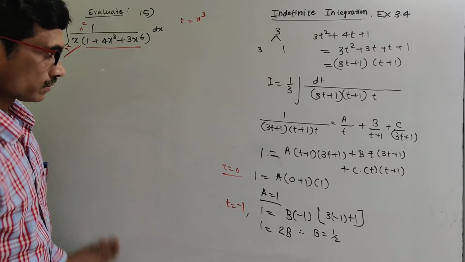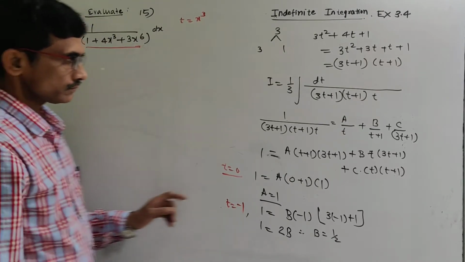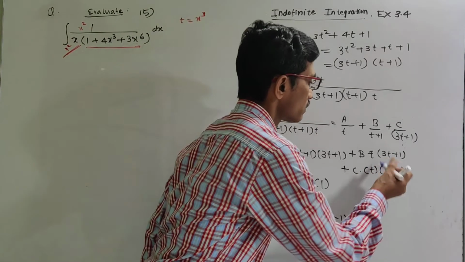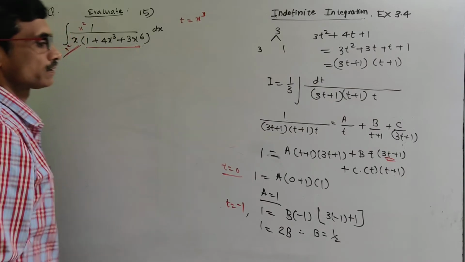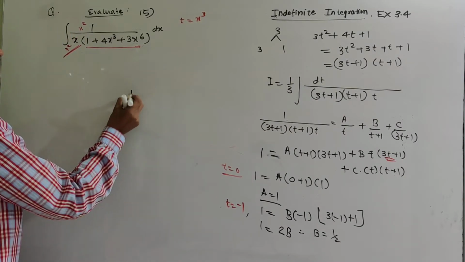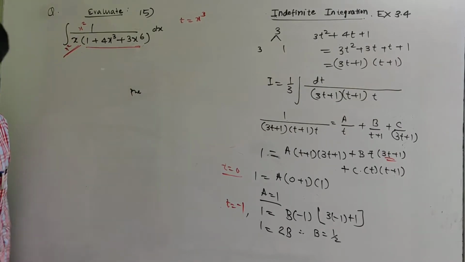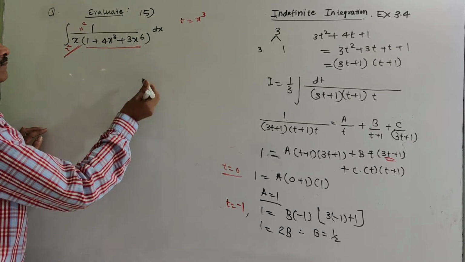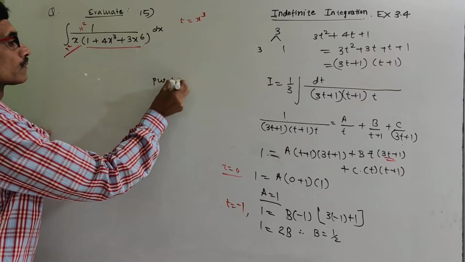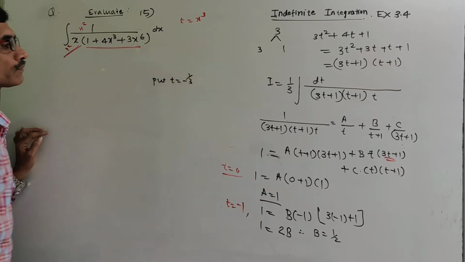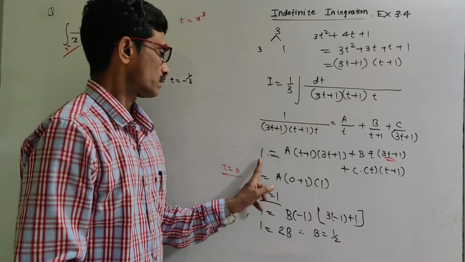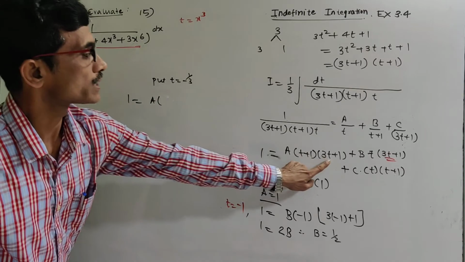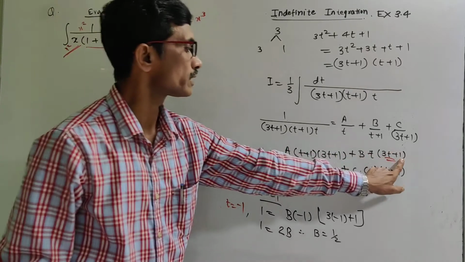Now put t is equal to the value of c, we will put t is equal to minus 1 upon 3. So here you put t is equal to minus 1 upon 3. Then 1 is equal to a into, see, minus 1 upon 3, so this will reduce to 0, this will reduce to 0.